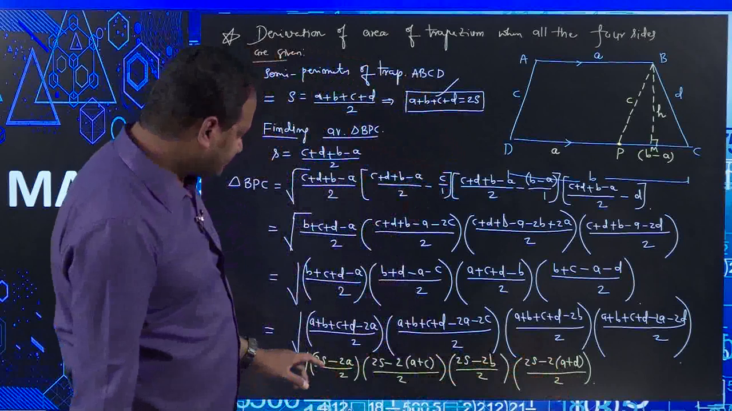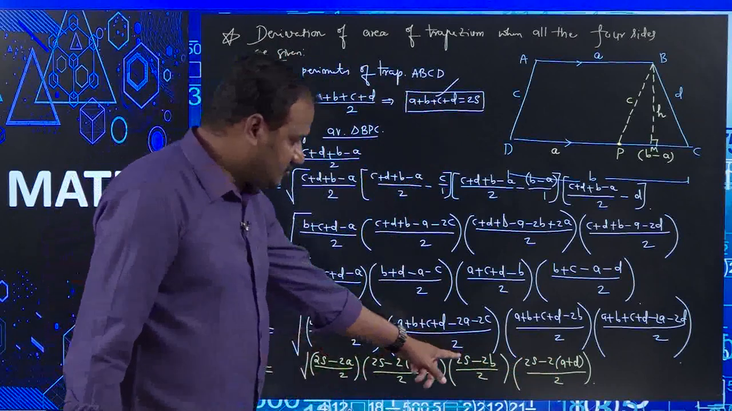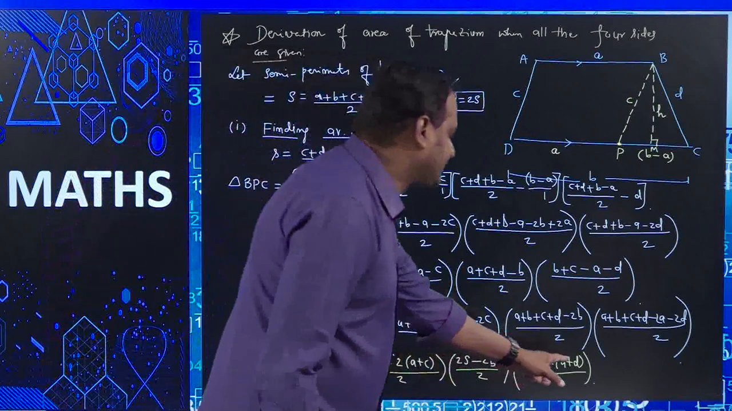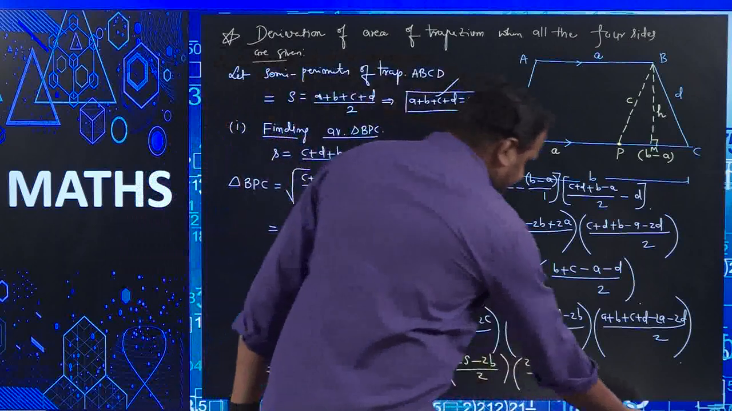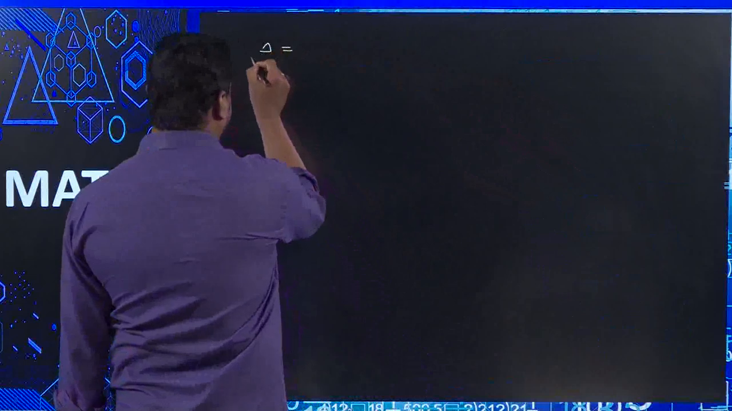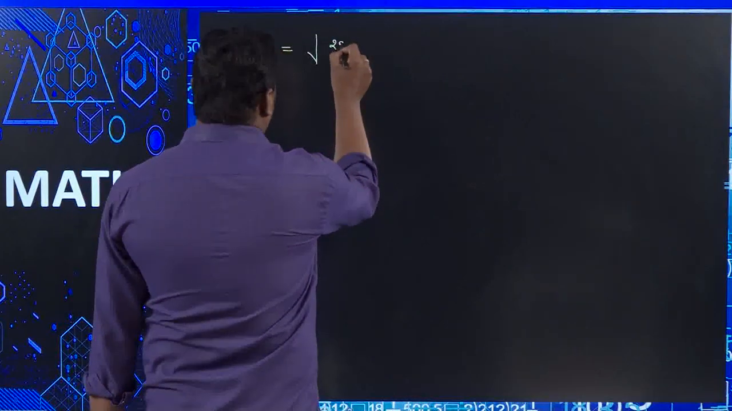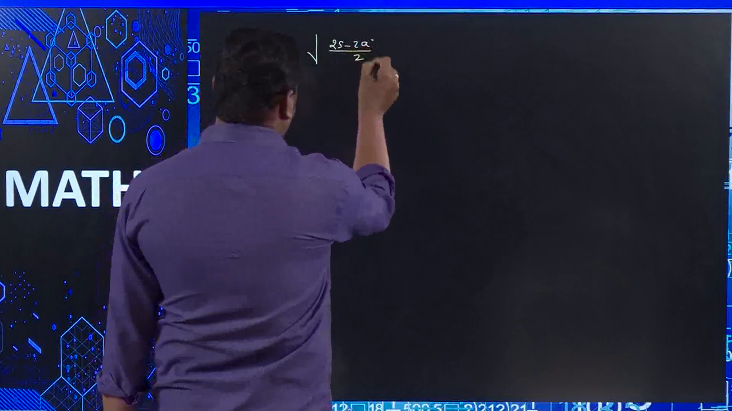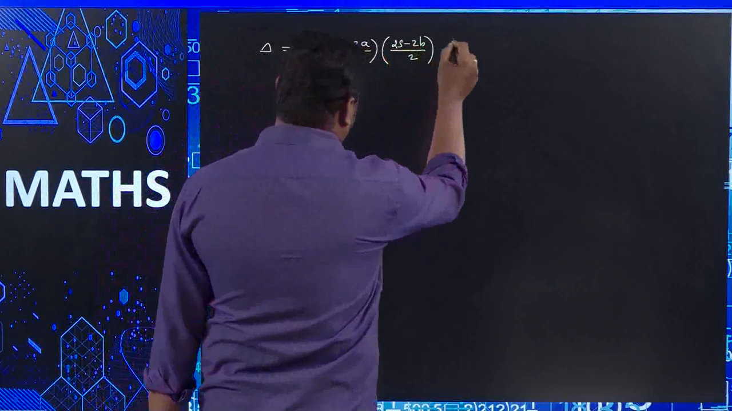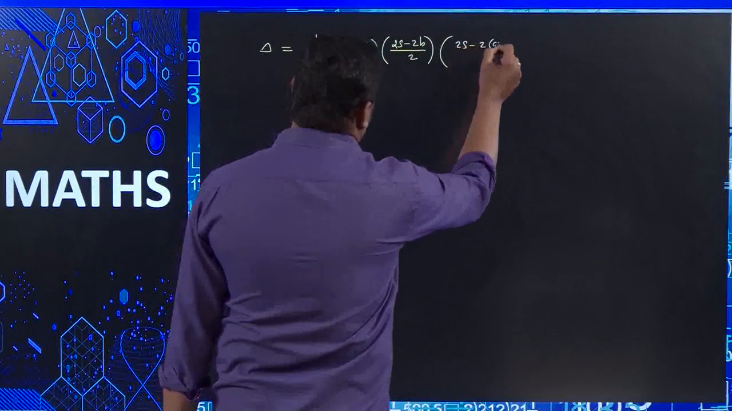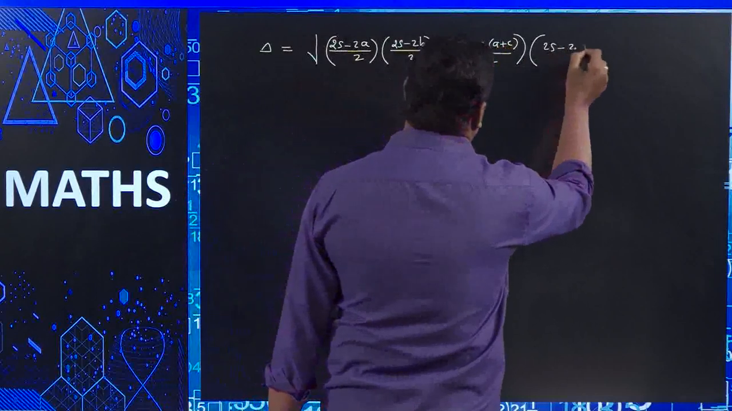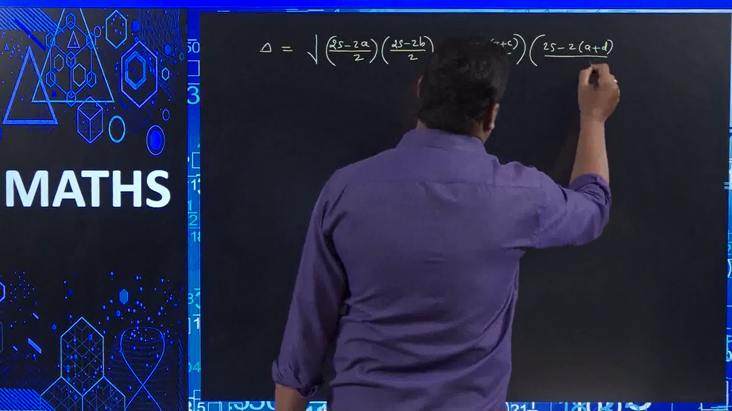If we once observe, this is 2s minus 2a by 2, this is 2s minus 2b by 2, and after that, 2s minus 2 times a plus c by 2, 2s minus 2 times a plus d divided by 2. I am going to write them in a particular order, that is equal to area of triangle, that is square root, 2s minus 2a divided by 2 is the first term, and second one is 2s minus 2b divided by 2, and third one is 2s minus 2 times a plus c divided by 2, and the fourth term is 2s minus 2 times a plus d, whole divided by 2.